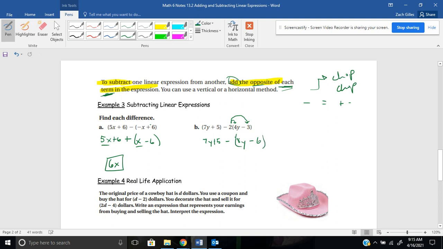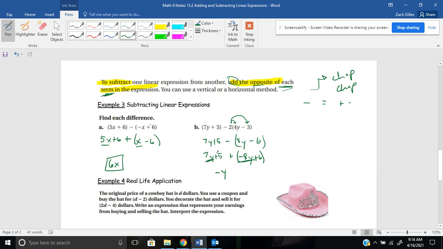And then let's change our subtraction to addition and the next terms to their opposites. So again, my 7y plus 5 does nothing. That stays the same. It changes to addition and the next terms to their opposites. So negative 8y, and the opposite of subtracting 6 is adding 6. Okay. Now, let's see if I can combine any like terms. I've got 7y plus negative 8y. That would give me negative 1y, which is the same as negative y.